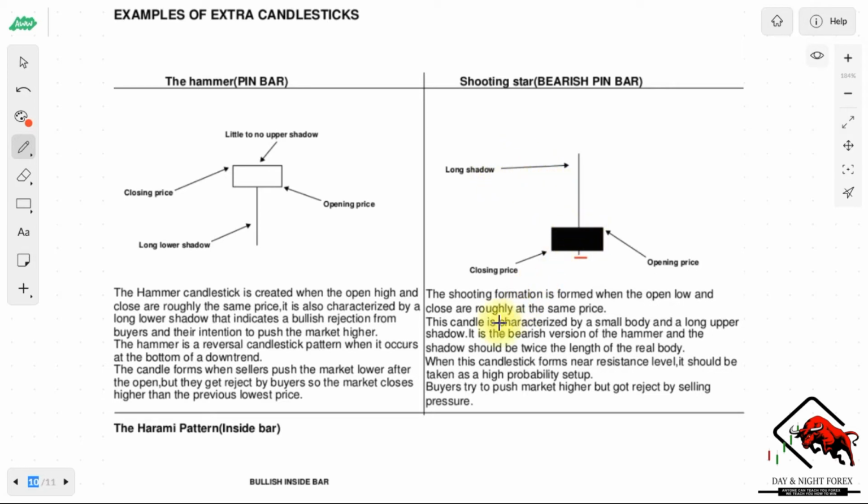So this candle is characterized by a small body and the long upper shadow. It is the bearish version of the hammer, and the shadow should be twice the length of the real body. Just as we said about this one as well, this shadow right here needs to be twice the length of this real body right here. When this candlestick forms near the resistance level, so resistance, remember, is the line that stops the market from pushing up. It can be here, it can be there, it doesn't really matter where it is, but it should be a point where the market is struggling to push through, to go above or below.